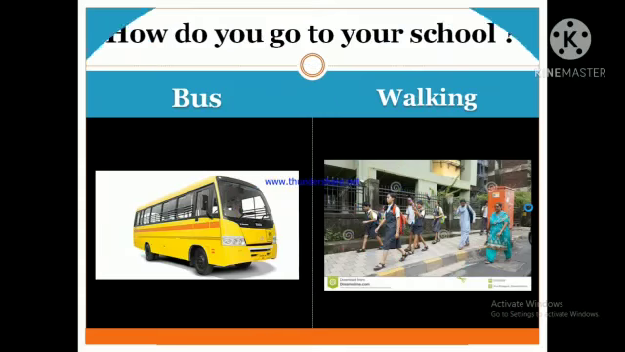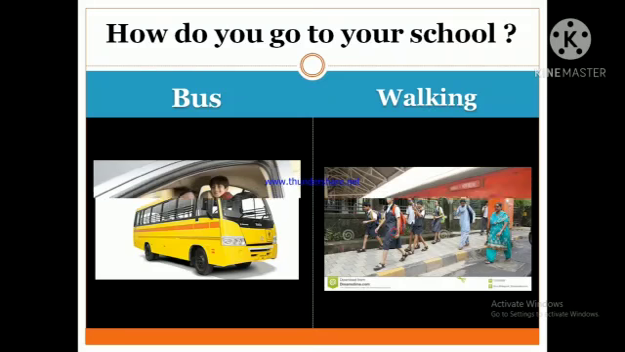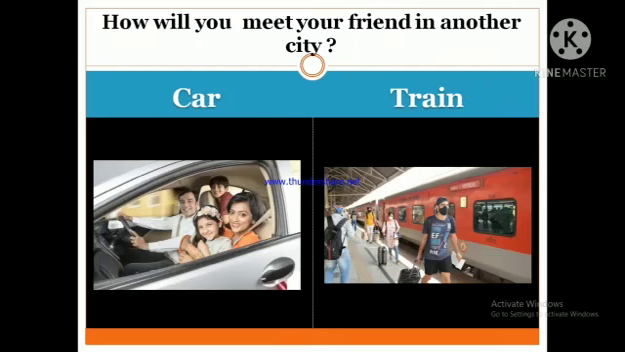Question number 1. How do you go to school every day? Your answer is by school bus or by walk, right? Second question. If you have to go to another city to meet your friend, how will you go? By car or by train?